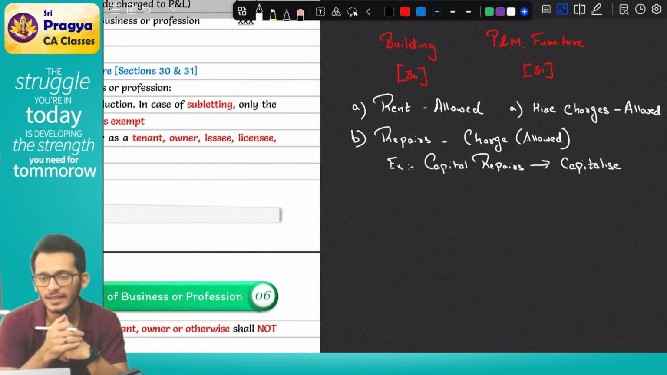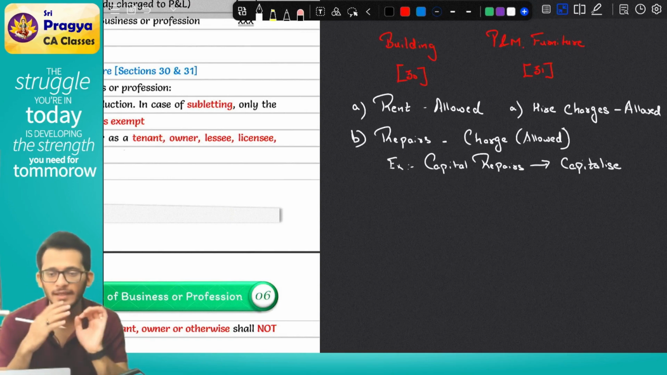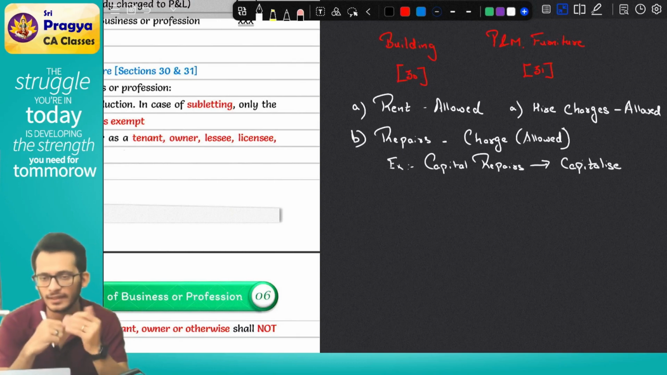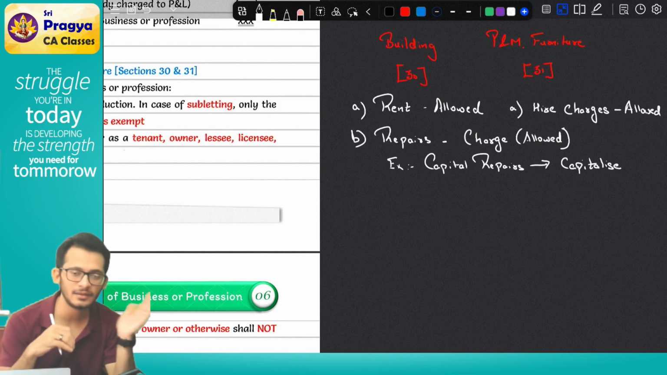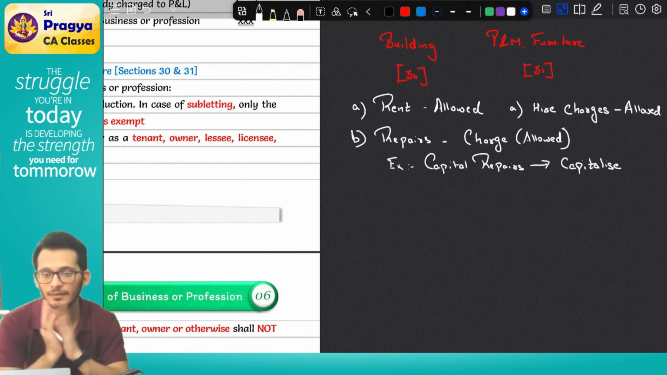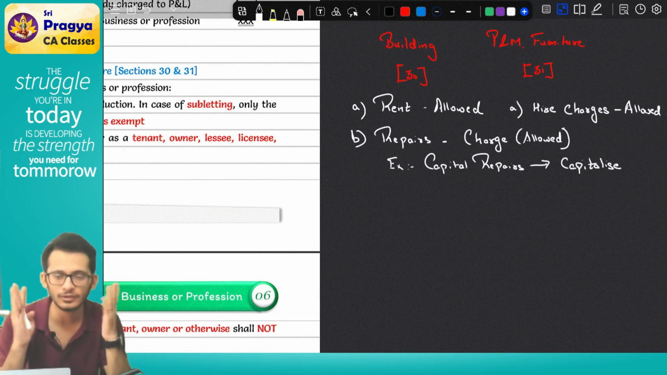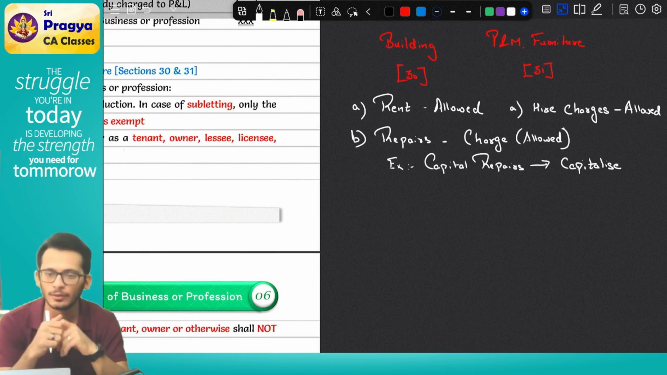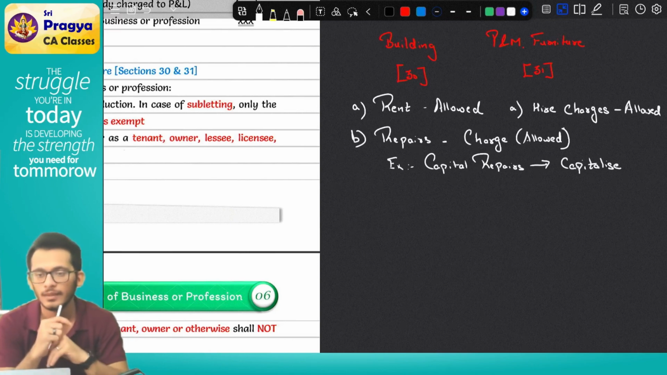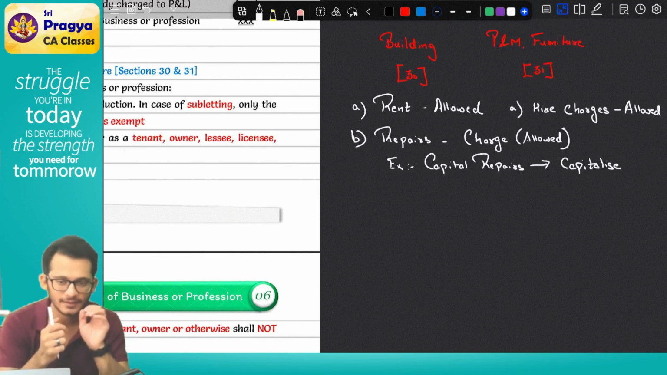Now the question which then came is, Rahul, if it is my building and I'm incurring capital repairs, it's okay, then it is added. Assuming it is not my building, I hired it from someone, but the building was in very bad condition. I have to incur huge expenses. In that case, can I capitalize when I don't even have a building? Yes, you can.